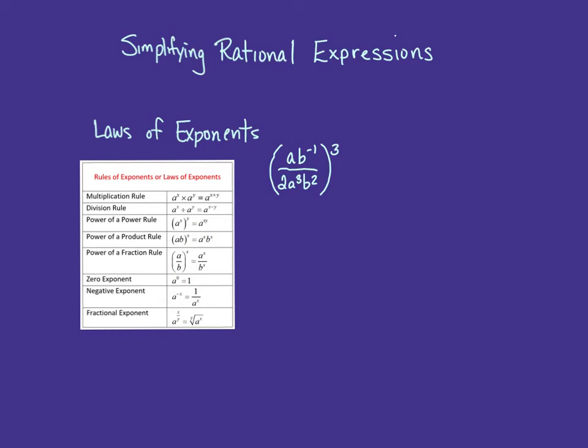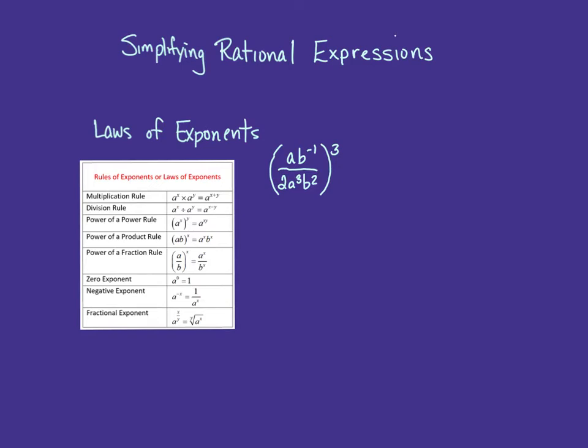For simplifying rational expressions, you really need to have an understanding of the rules of exponents or laws of exponents. That sounds fancy, but it's really just a matter of saying, here's what you do with your exponents for these different operations. When you are multiplying variables with exponents, you add them. When you're dividing variables, you subtract the exponents. When your exponents are powers, you multiply them.